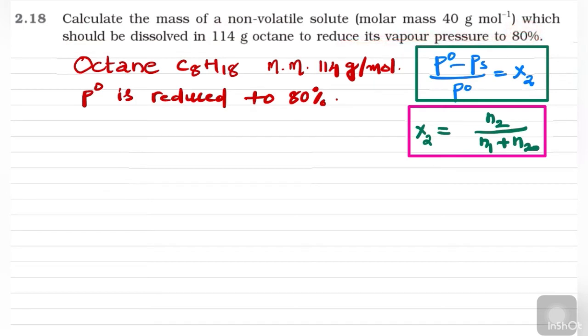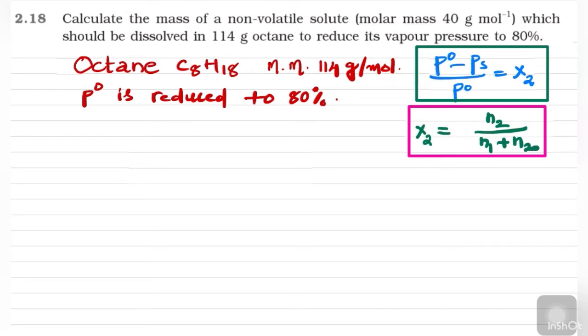This is the question. So we have to use two important principles. One is Raoult's law, which is (P naught minus Ps) by P naught equals x2, and x2 is the mole fraction, which is equal to n2 divided by (n1 plus n2). So using these two formulas, we can calculate the mass of the solute.